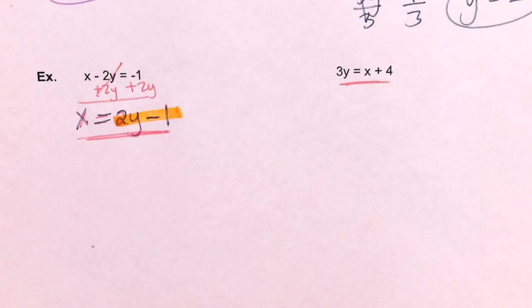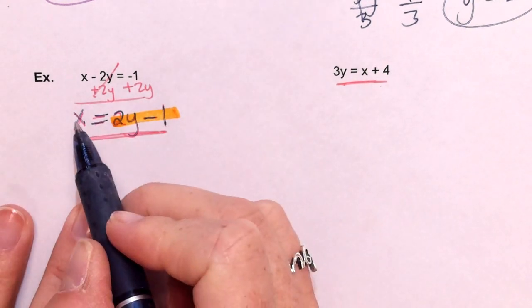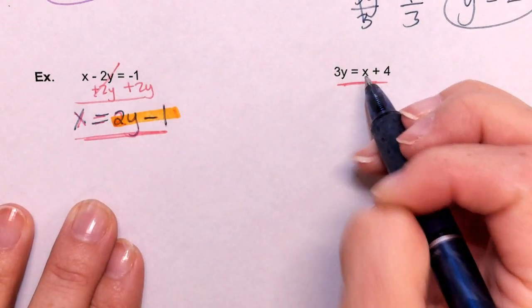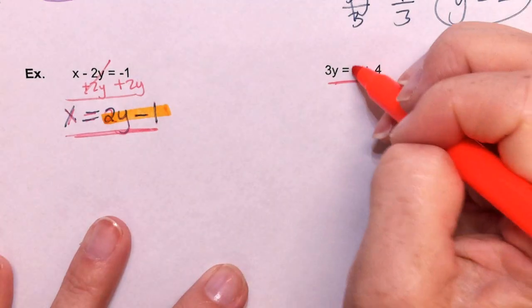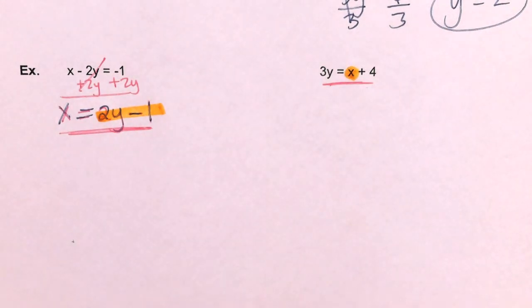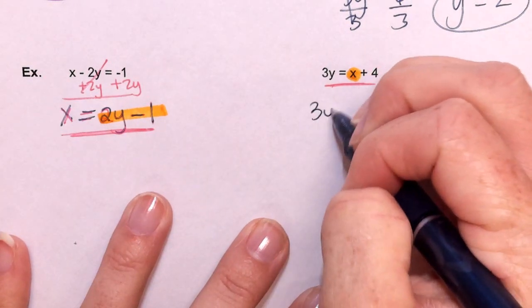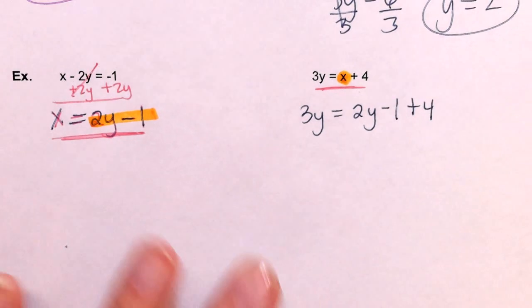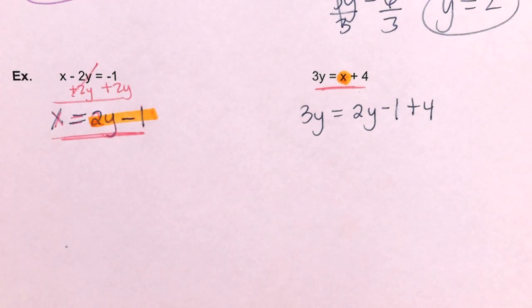Everybody should be doing it. I'm going to say it again. If you're confused, look at the board. I know that x equals 2y minus 1. So over here for x, I'm going to replace this x with 2y minus 1. Did you get it?